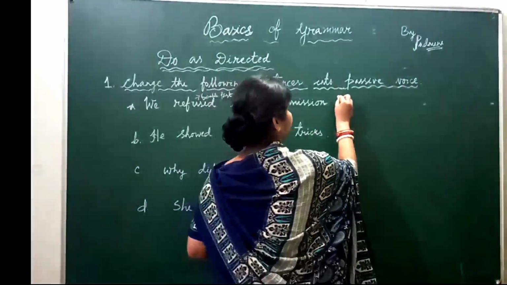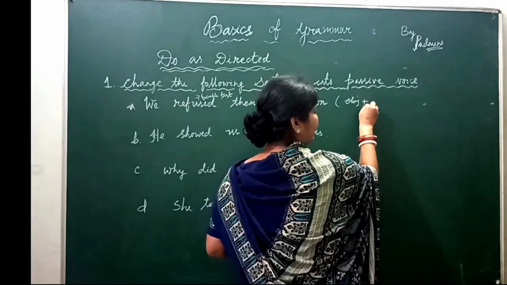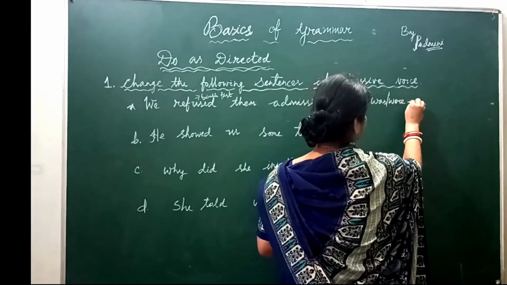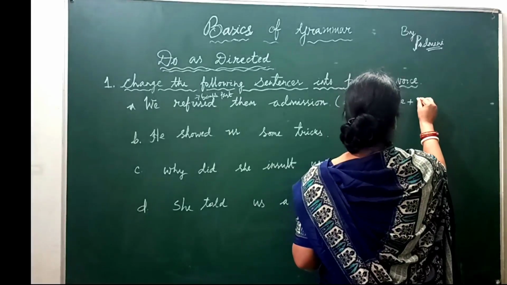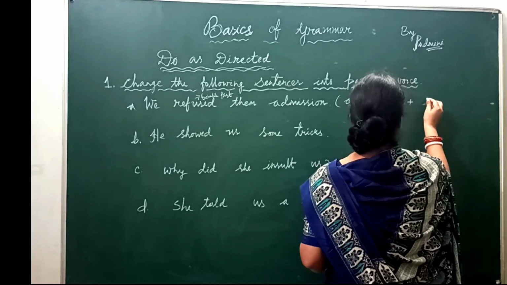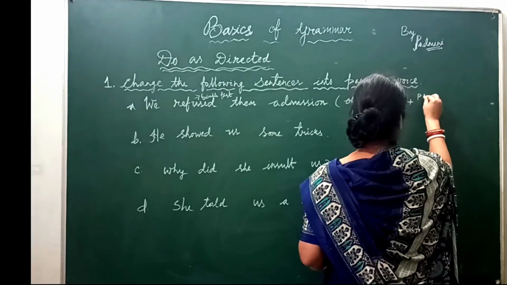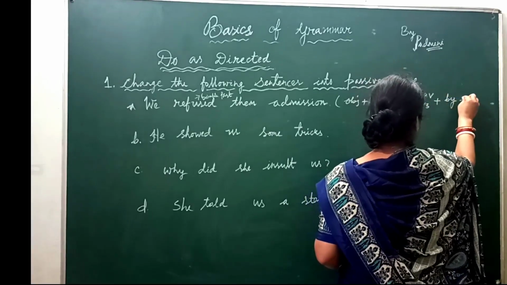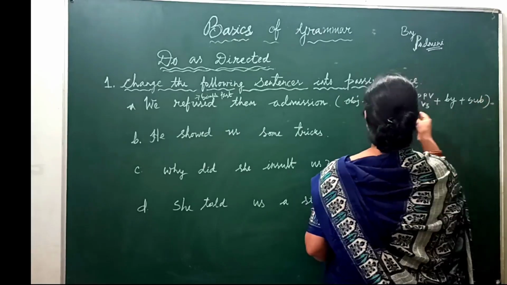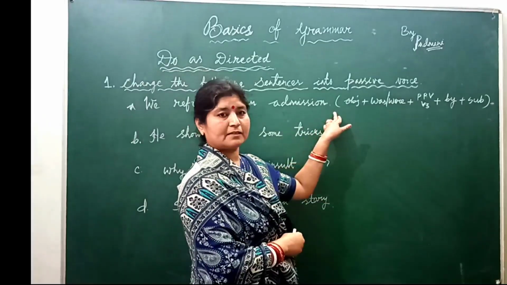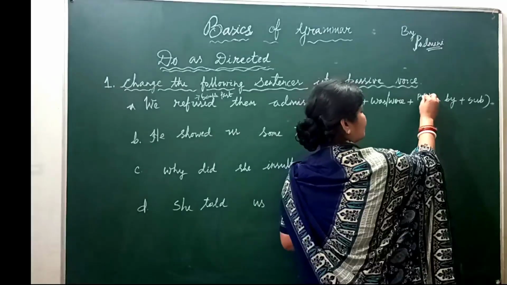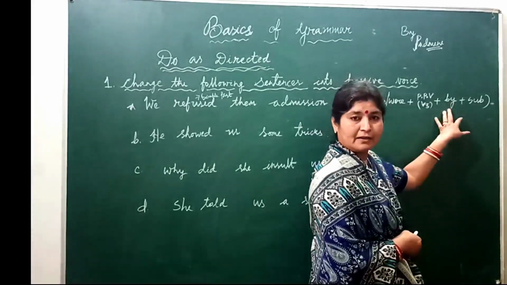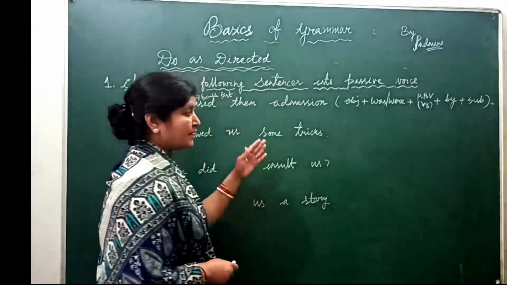Then the rule is object plus was or were plus verb, that is your past participle of the verb, or we can say verb 3 plus by, then plus subject. So this is the rule. So object plus was or were plus past participle of the verb, which is also known as the verb 3 plus by plus subject. So like that we will do here.